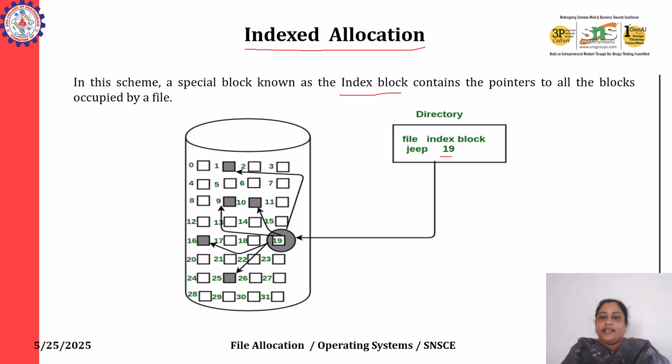Consider an example. Here the file name is zip. It has the index block 19. So the 19th block will contain the disk addresses of all the file blocks occupied by this particular file, zip. Remember, each different file will have its own index block. So this is how indexed allocation is used.